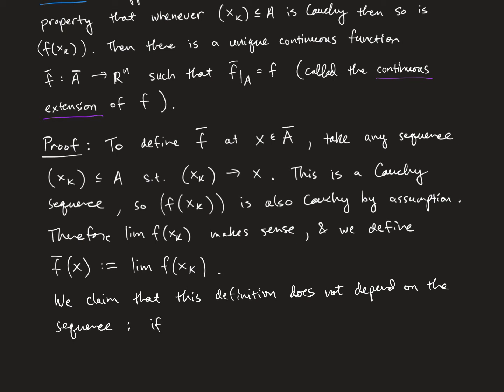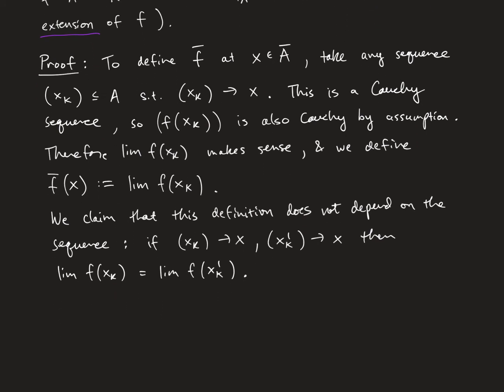So if xk converges to x and say xk prime converges to x, then the limit of f of xk is equal to the limit of f of xk prime. And the argument that I came up with for this is very, very simple, but it's a little bit of a trick. So what we're going to do is we have these two sequences converging to x.